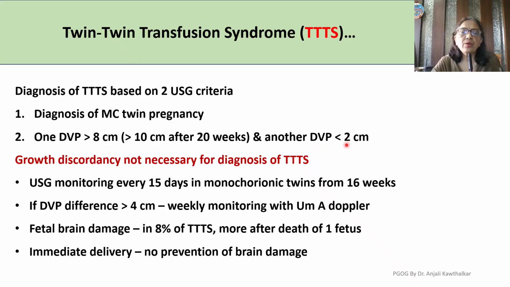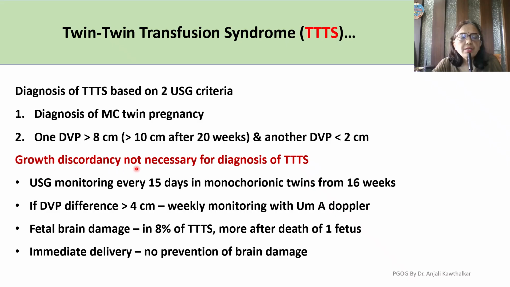So the best way to diagnose twin to twin transfusion syndrome is to focus on how much is the amniotic fluid in both the sacs. One baby is having oligohydramnios with deep vertical pocket less than 2 centimeters. Another baby is having polyhydramnios with deep vertical pocket greater than 8 centimeters. Along with monochorionic twin pregnancy, this is diagnostic of twin to twin transfusion syndrome if the pregnancy is less than 20 weeks. Whenever it is greater than 20 weeks, then to diagnose polyhydramnios the deepest vertical pocket should be greater than 10 centimeters.